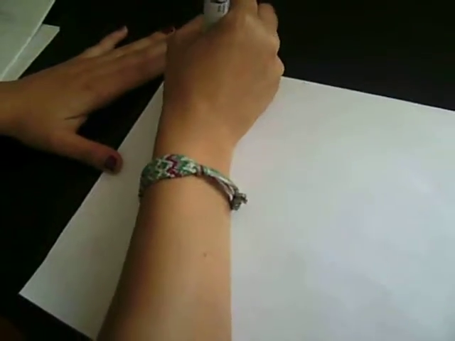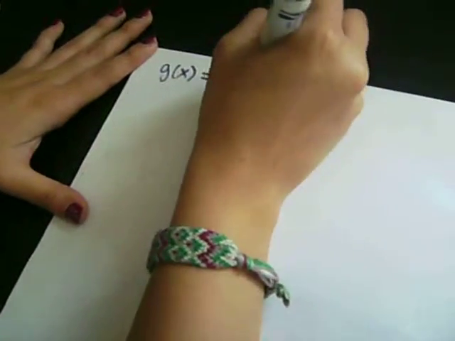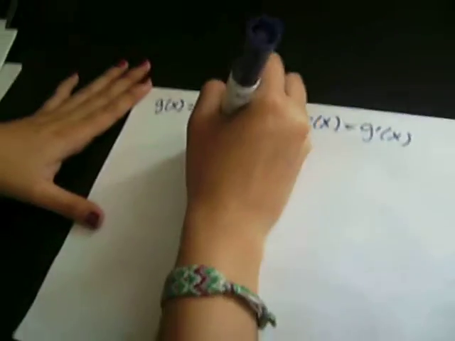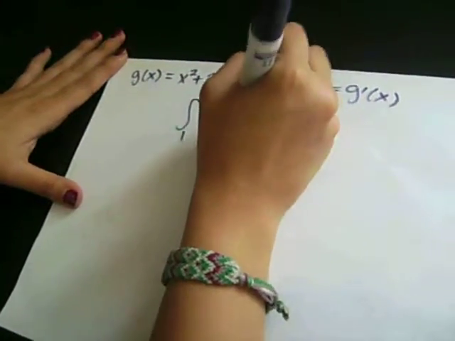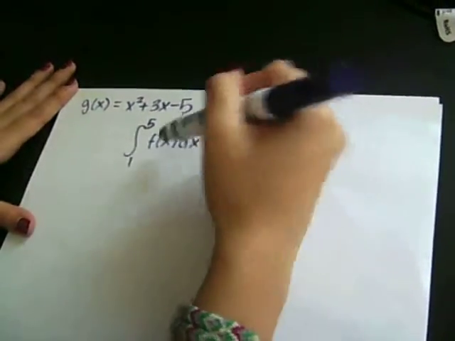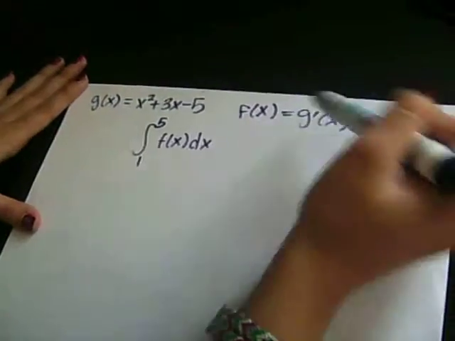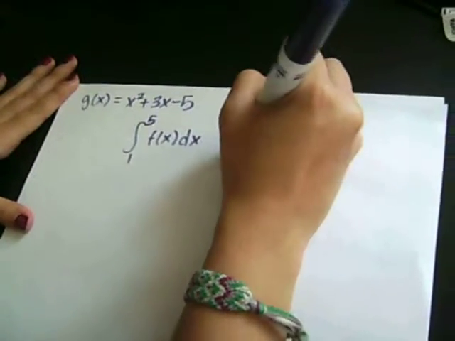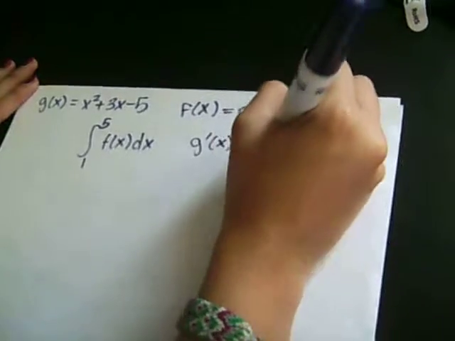The final example here isn't difficult, but it's a little bit more work, and this is still a definite integral. What they give you here is g of x equals x squared plus 3x minus 5, and they give you f of x equals g prime of x, and they want you to solve for this. They want you to solve for the integral of f of x with respect to x. So they want f of x here. This says that f of x equals g prime of x, but they gave you g of x. To find g prime of x, you have to derive g of x. So when you derive g of x, g prime of x equals 2x plus 3.